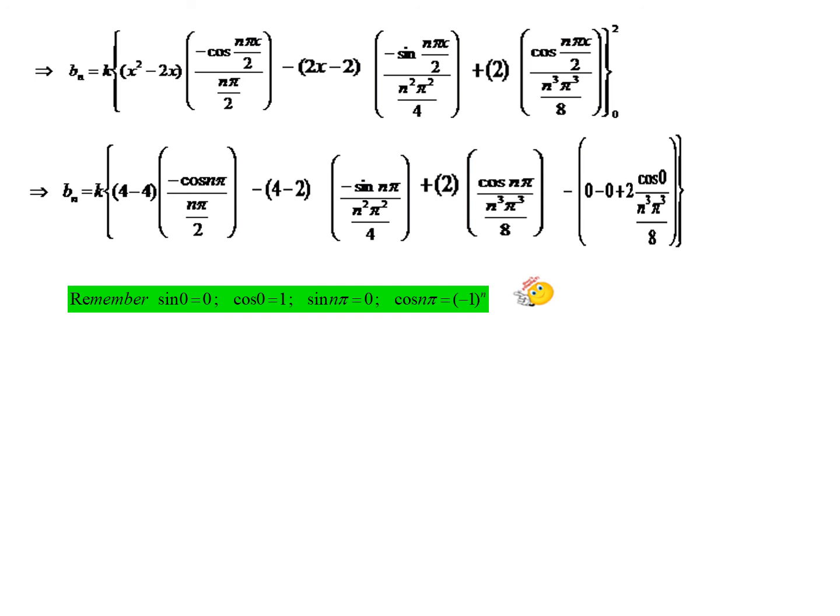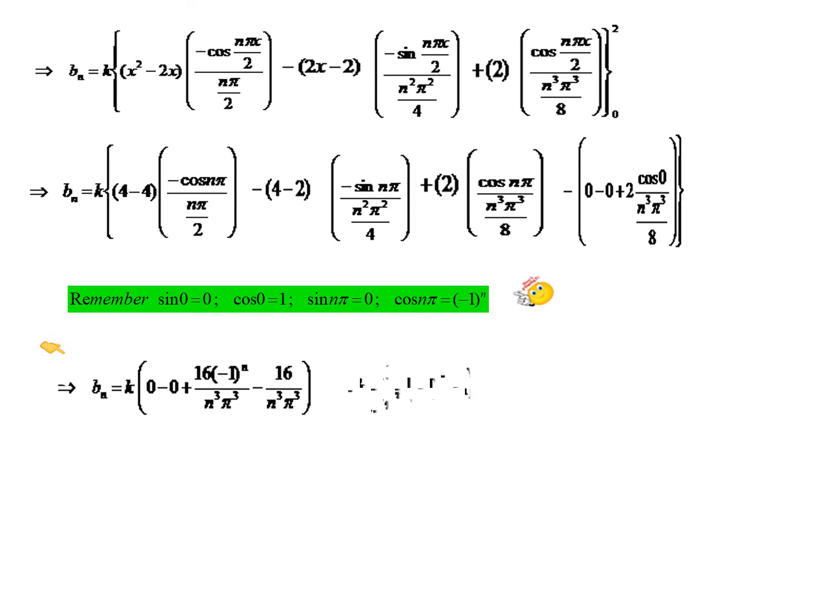So substitute all these values. We will get the answer of Bn as k into, the first term is going to be 0 anyway. Sine n pi, everything is going to be 0. And only we have that third term, that is 2 cos n pi. So that cos n pi becomes minus 1 power n, and the denominator to denominator, that 8 goes to the numerator, so it becomes 16 by n cube pi cube. And of course the last term, minus cos 0 becomes 1, so that 8 goes to the numerator and it becomes 16 by n cube pi cube. So this is the final answer.